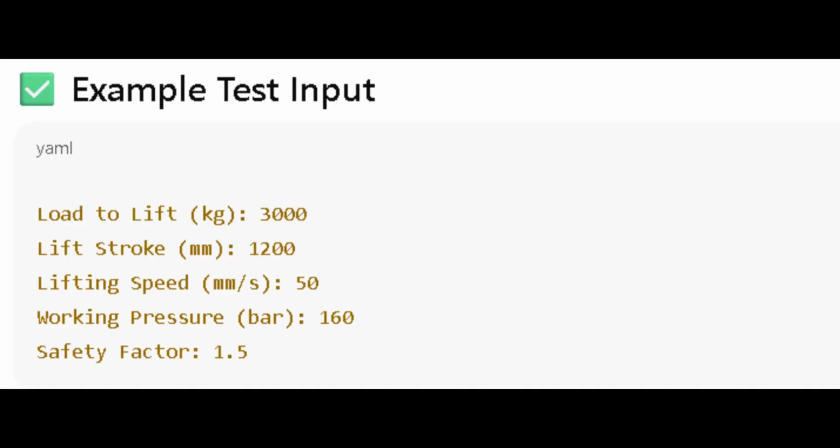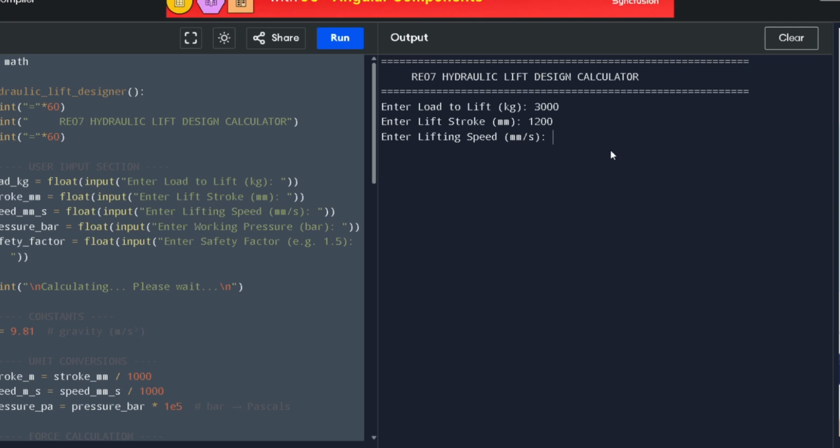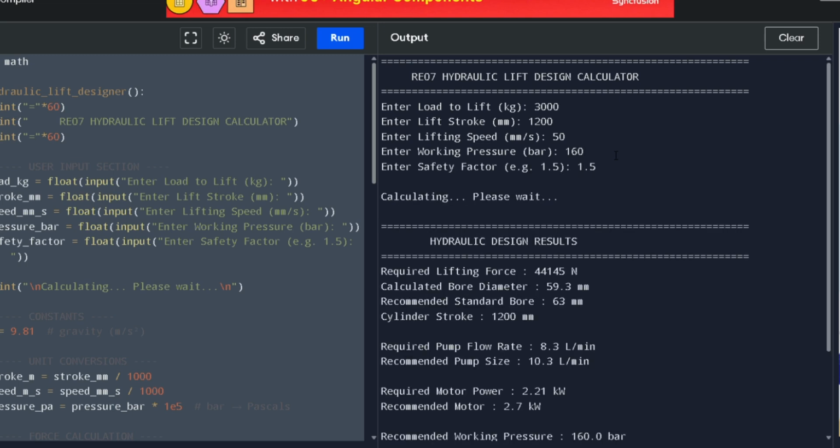Why use Python for hydraulic design? You might ask, why build a calculator instead of doing manual calculations? In real engineering projects, designs change constantly. A client may change load weight, lifting speed, available pressure, or required stroke. With a Python calculator, we simply enter new values and the design updates instantly. This saves time, avoids calculation errors, and allows fast feasibility studies. This is exactly why automation and programming skills are now essential for modern mechanical engineers.